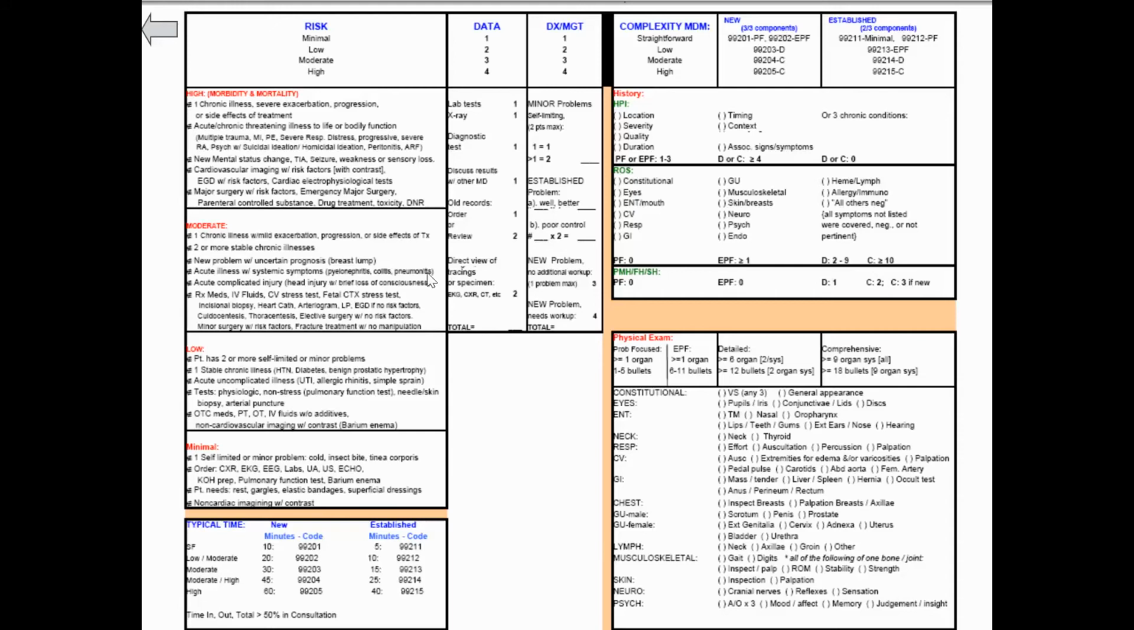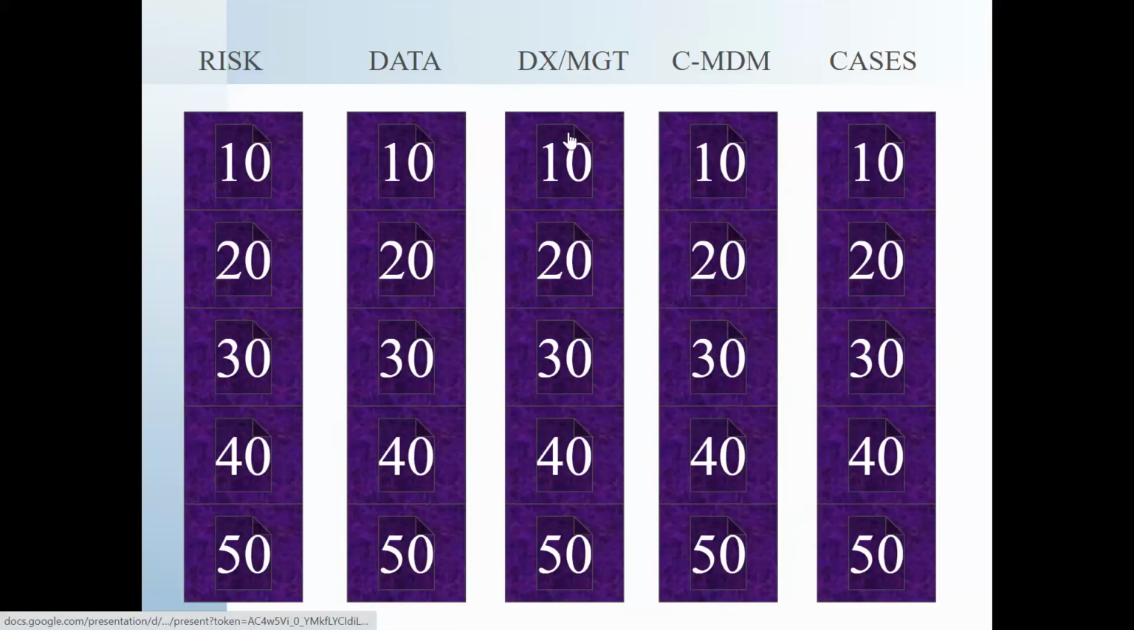So again, this is our worksheet with the risk, the data, the diagnostic management decisions categories are here. And we're learning how to know what these categories are so that we'll learn how to calculate the complexity of medical decision making. Risk was really easy, data was really easy. Now let's look at this. It's divided into minor problems and established problems and new problems. And basically, you just give yourself the proper points for these and add them all up, and that's what you get. So let's just go back to our first question, data for 10.